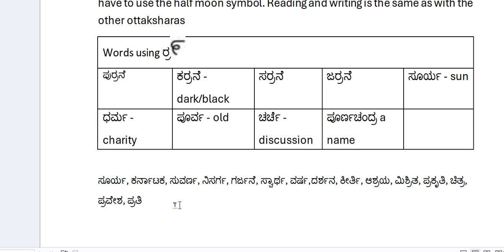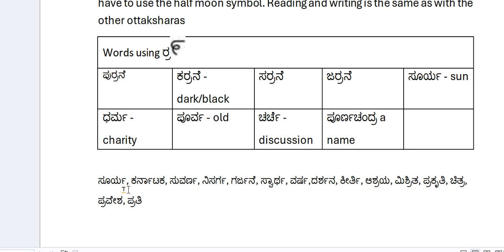I hope it is clear. Whenever Arka Ottu comes, it has to be read first. The R sound has to come before the consonant. But when I give dictation, or when you are supposed to write a word without seeing it, then think: after the R sound, what is coming? Whether it's a consonant or a vowel. If it is a consonant, remember to write Arka Ottu. If it's a vowel, you have to write the half moon symbol.